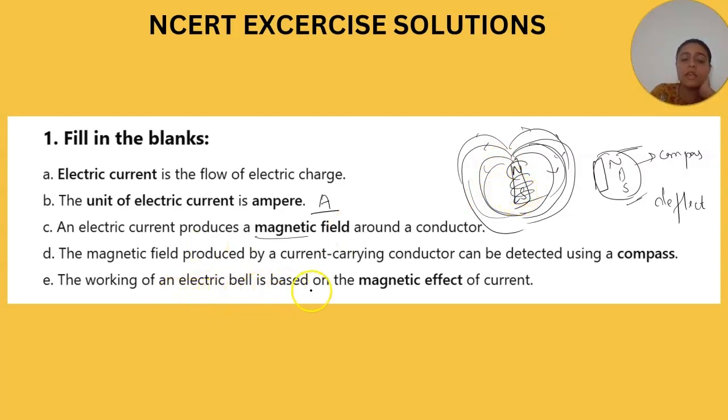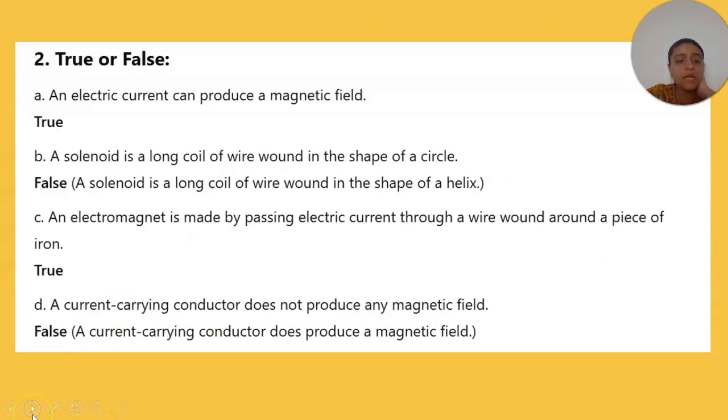The working of an electric bell is based on the magnetic effect of current. We have already learned that. Now there are some true or false questions. An electric current can produce a magnetic field. Absolutely true. A solenoid is a long coil of wire wound in the shape of a circle.